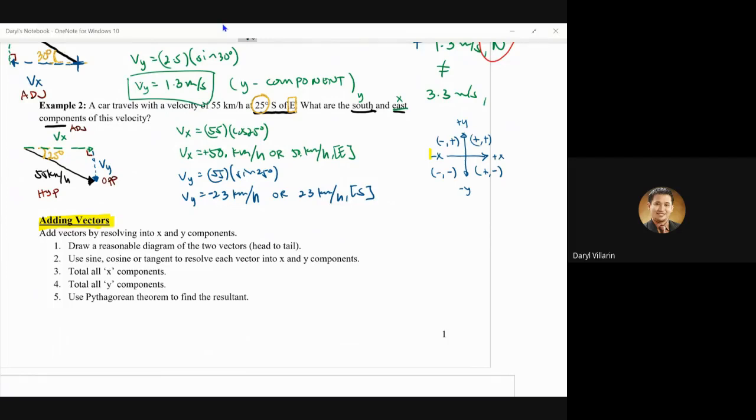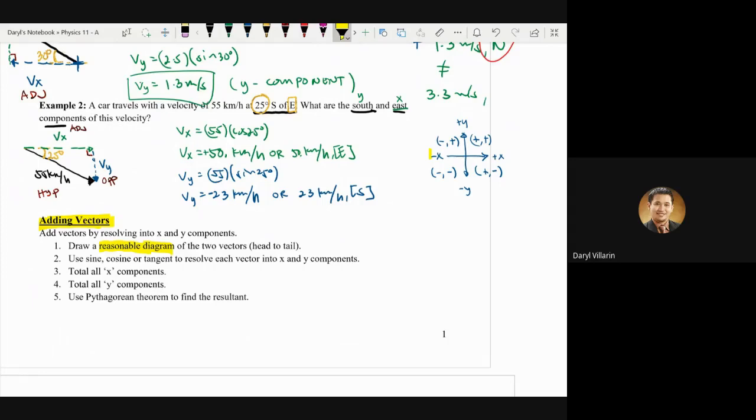Okay, so these steps here are general, and can be employed even if you have more than 100 vectors. You do it this way, and you still get the final answer. So we try to draw a diagram.